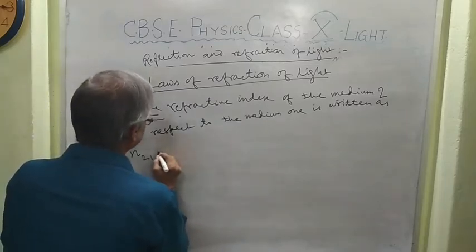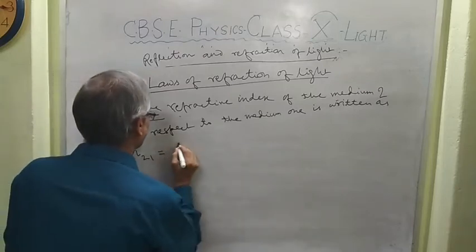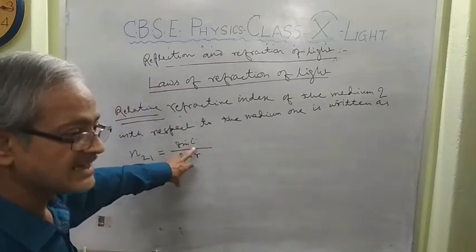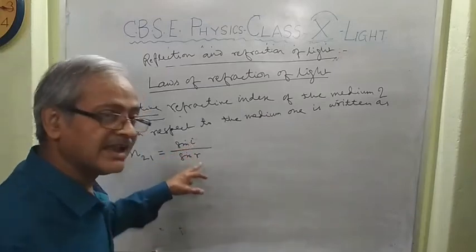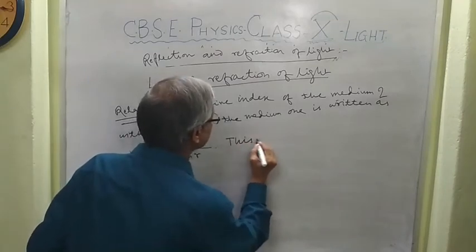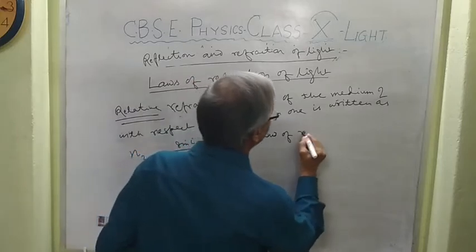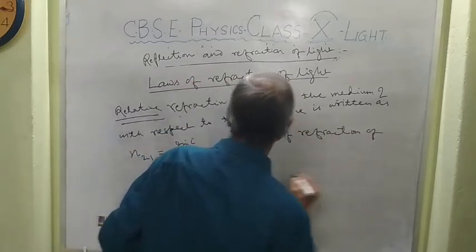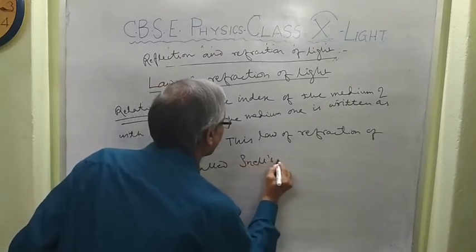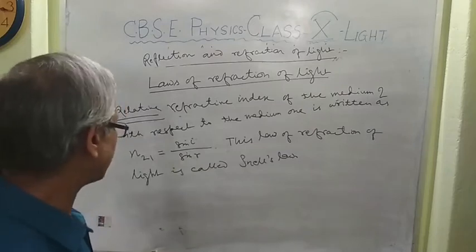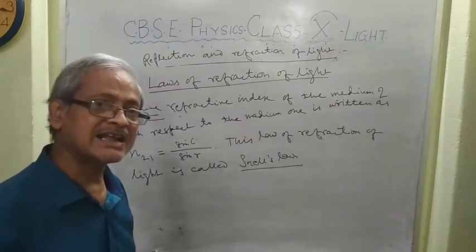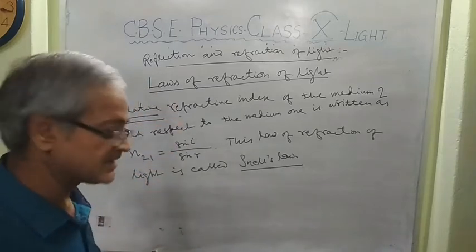n 2 1 is sin I by sin r, the sine of the angle of incidence to the sine of angle of refraction. Here the angle of incidence is I and the angle of refraction is r. Now this second law, the law of refraction of light, is called Snell's law. Very important for your syllabus. We also write generalized Snell's law after some discussion.